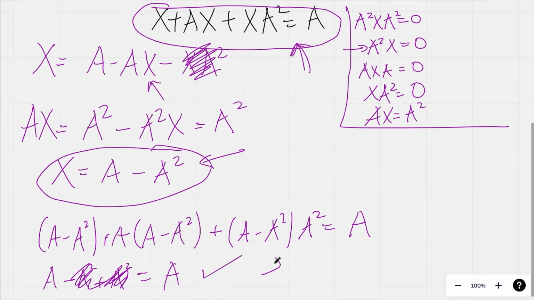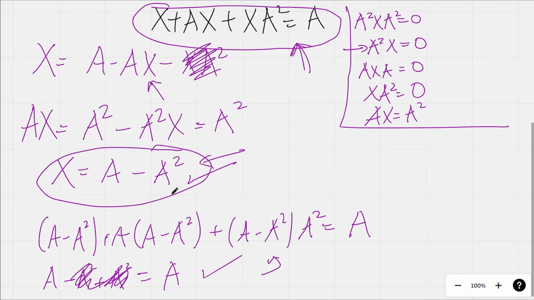We can just kind of reverse the steps. It's an if and only if kind of thing. So that tells us that this is indeed a solution. So therefore there is only one solution to this equation here, namely x equals a minus a squared.